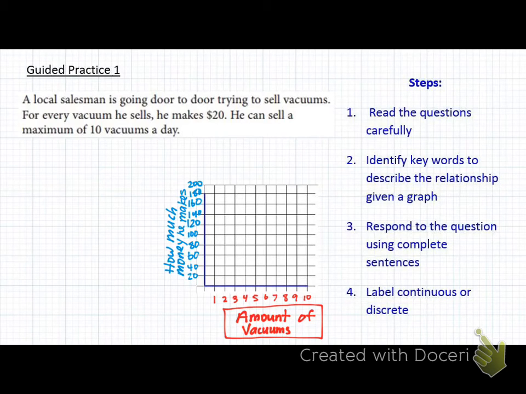Ready, set, go. You're graphing with your group. If he sells 1 vacuum, how much money should he have? 20. So you should have a point there, right? What happens if he sells no vacuums? How much money should he have? 0. So we should have a point down there, right?